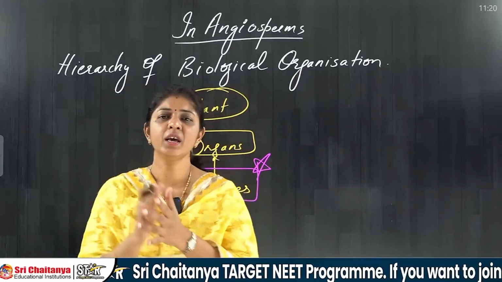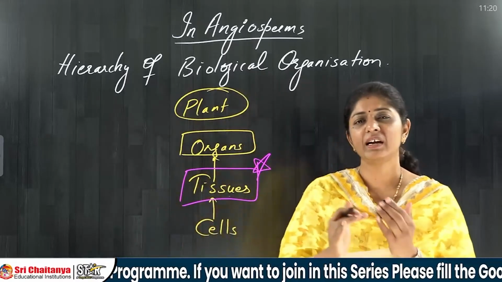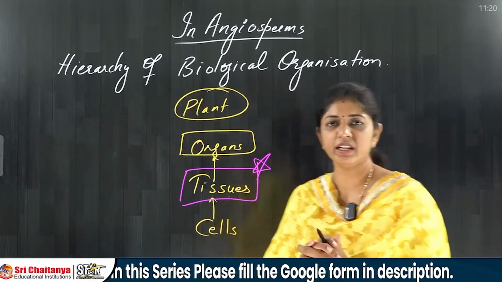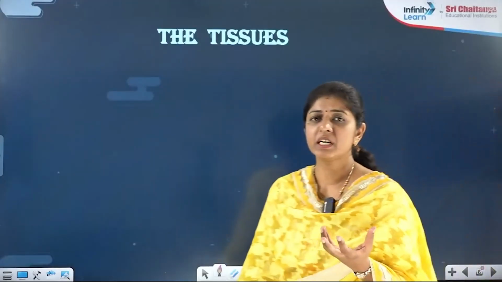Based on the hierarchy, which organism are we taking? Plants we are taking. Are you getting that? And which plants are we taking? Angiosperm, which are the flowering plants. Getting that? Now coming to the next point. What are tissues basically?